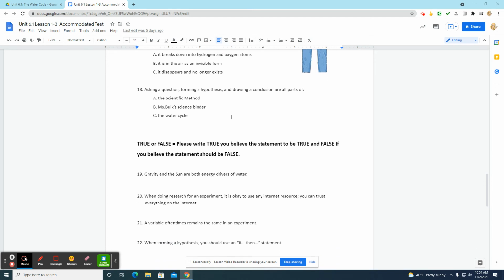Number 18. Asking a question, forming a hypothesis, and drawing a conclusion are all parts of the scientific method, Miss Bulk's Science Finder, or the water cycle. Asking a question, forming a hypothesis, and drawing a conclusion are all parts of what?